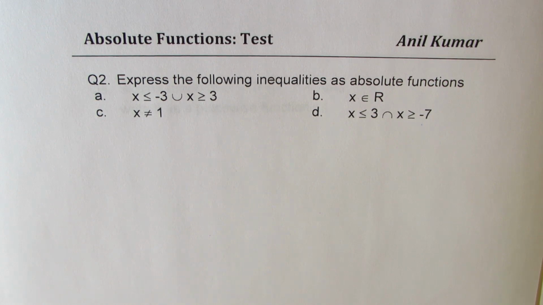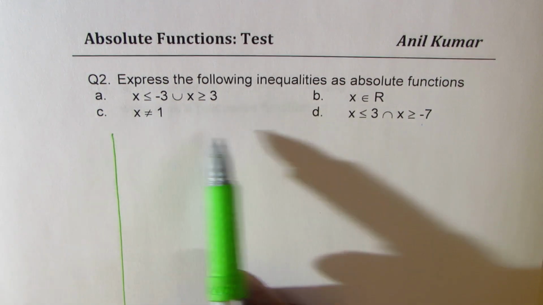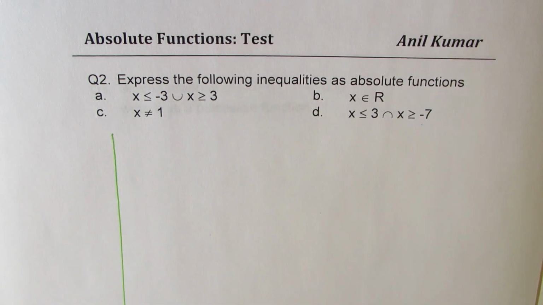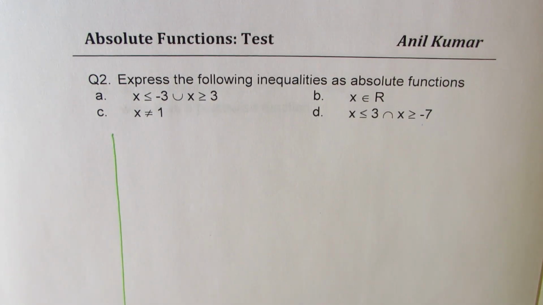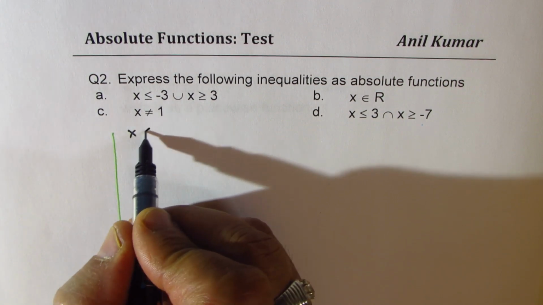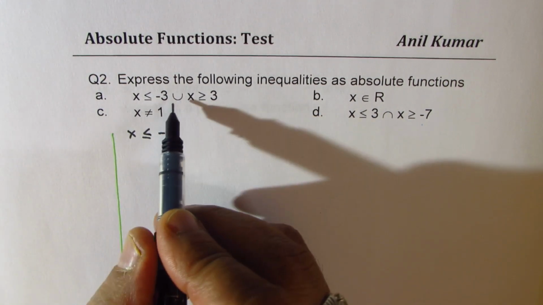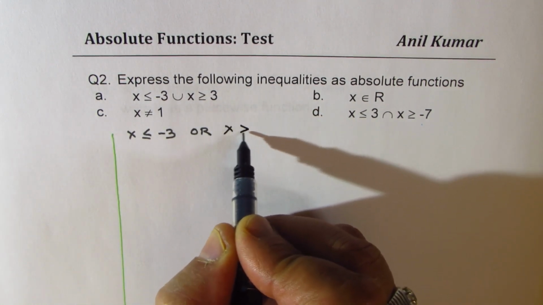Question number 2. Express the following inequalities as absolute functions. Now this question is extremely important, and you will see this in many different forms while working with functions. It's a prerequisite for calculus, right? So the very first one here is when x is less than or equal to -3. Now union means OR. So let me write down OR here, and when x is greater than or equal to 3.